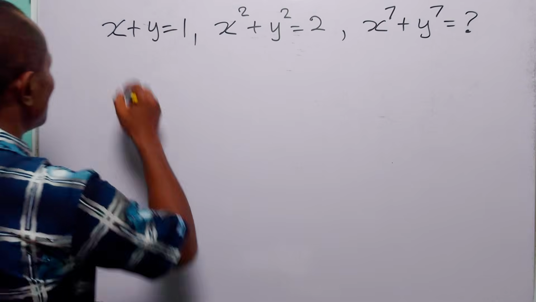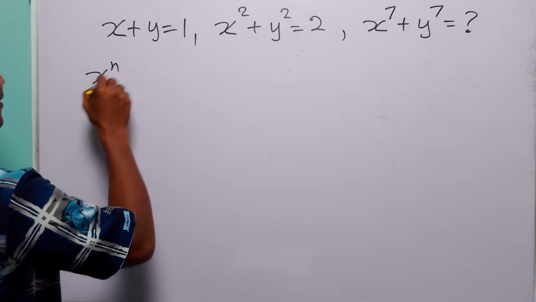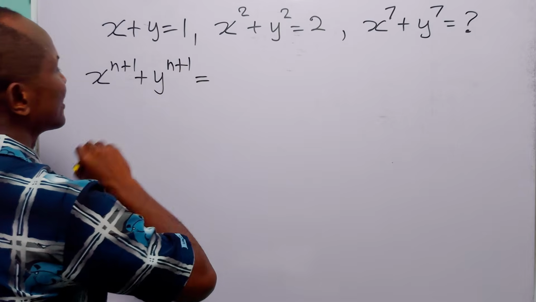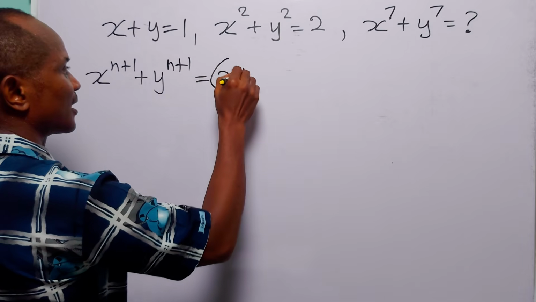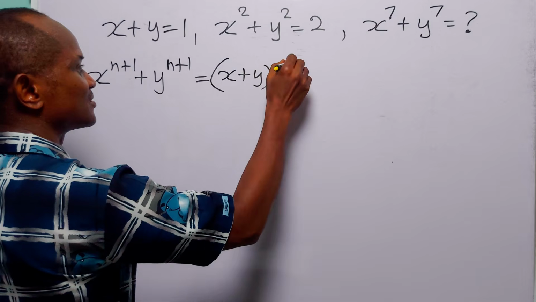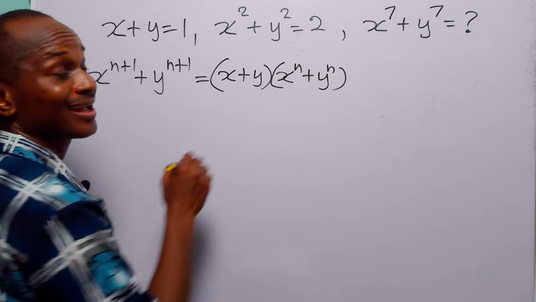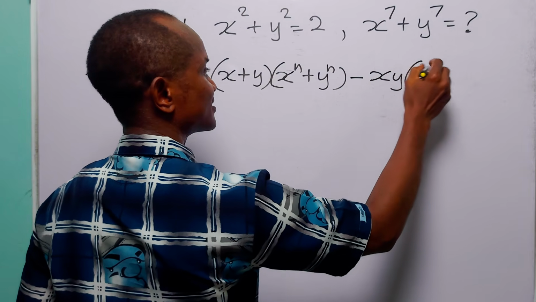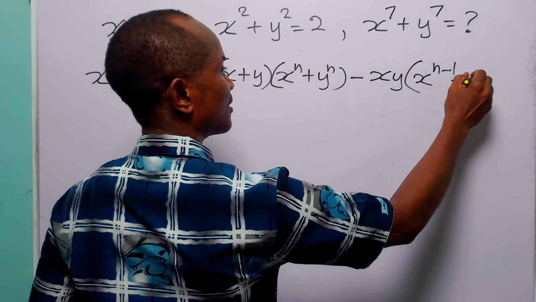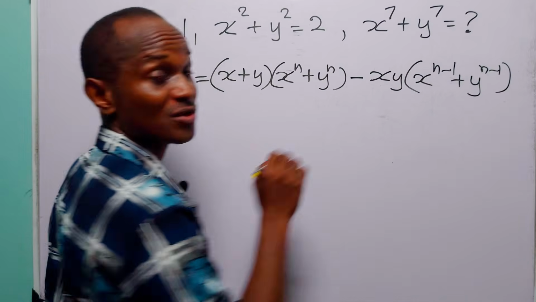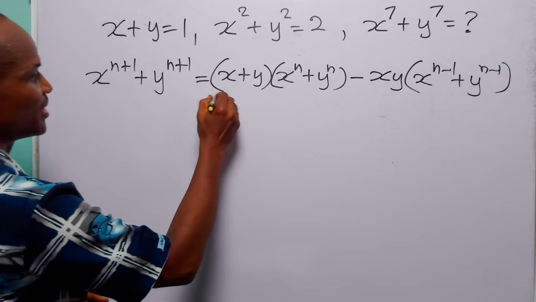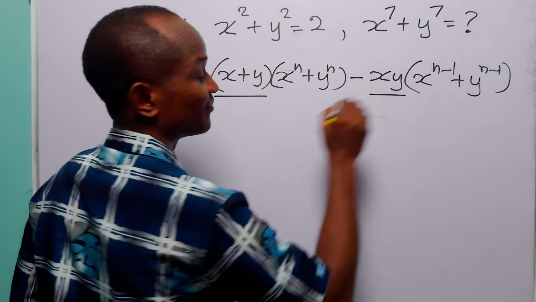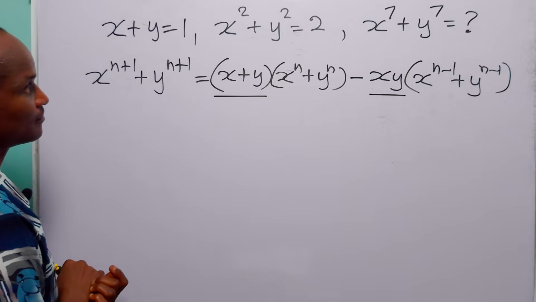In general, we have that x to the power n plus 1 plus y to the power n plus 1 is equal to x plus y times x to the power n plus y to the power n, minus xy times x to the power n minus 1 plus y to the power n minus 1. We already know that the value of x plus y is 1. So let us find the value of x times y.